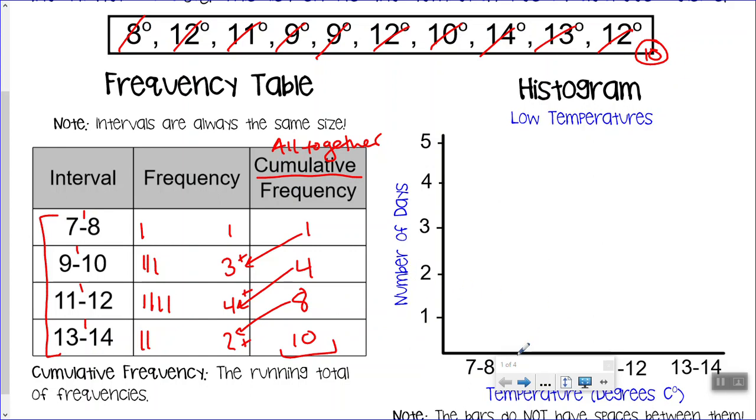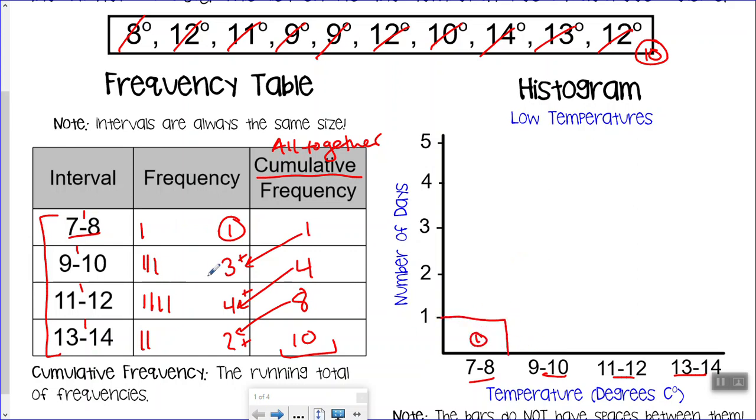Now we're going to create our histogram. So if you look along the x-axis, you can see that we have our intervals. This is where we're going to draw bars to represent the frequency. So from an interval of 7 to 8, I have a frequency of 1, which means I'm going to draw a bar that's 1 unit tall. From 9 to 10, I have a frequency of 3, so I'm going to draw a bar that's 3 units tall. Notice how I make my bar directly next to the other one. There's no gaps like a bar graph.